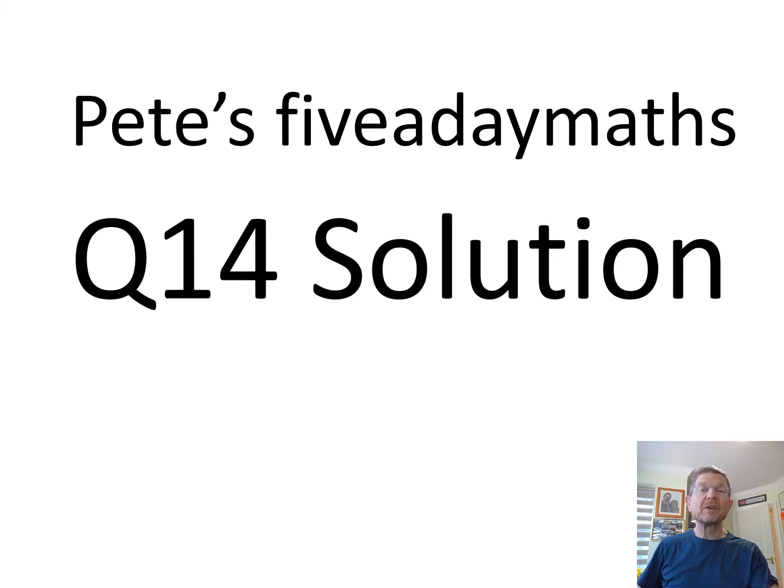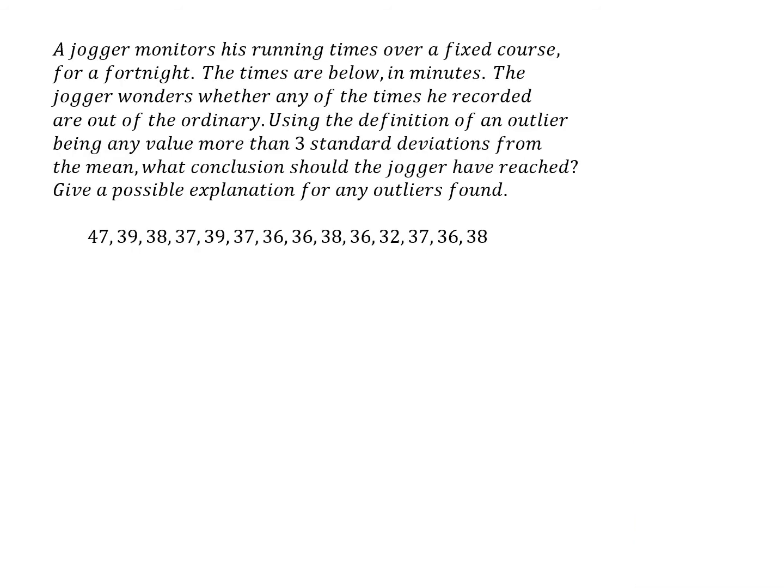Okay, so we're making good progress with our 5 a day. We're on question 14, which is the fourth question today. Our jogger has been jogging away for a fortnight and given us these 14 times. We have to find the outliers, if there are any.